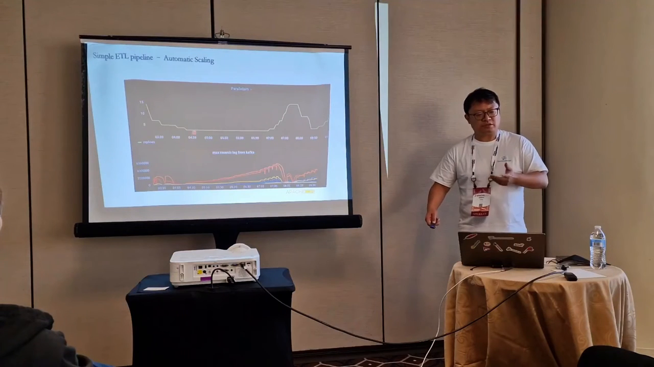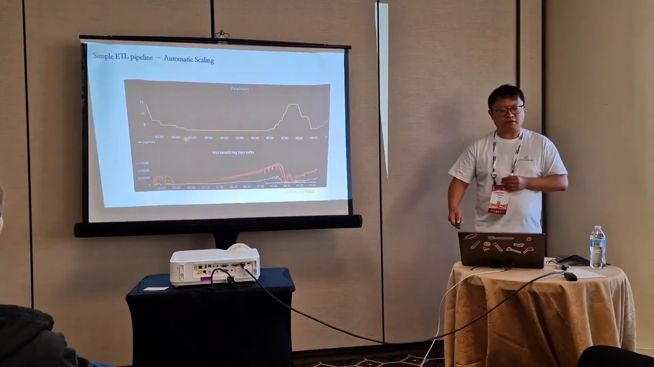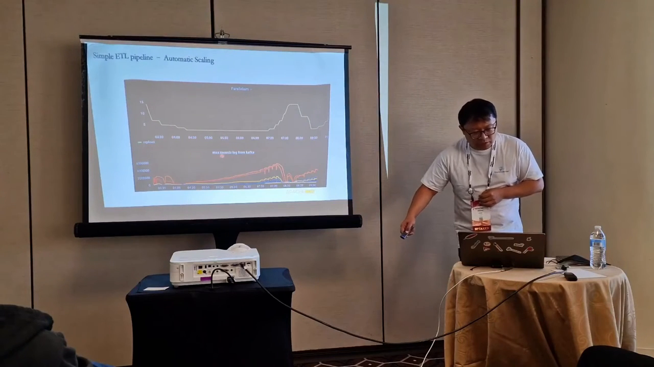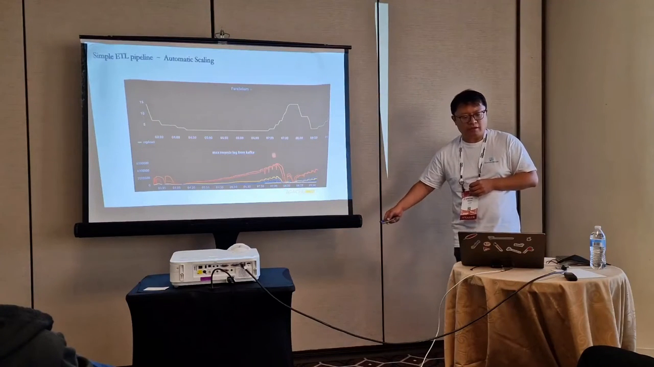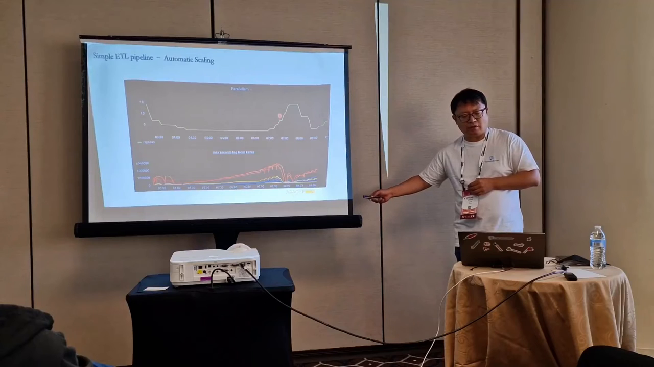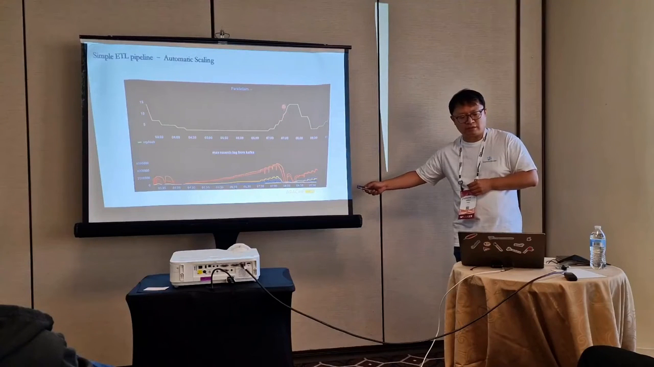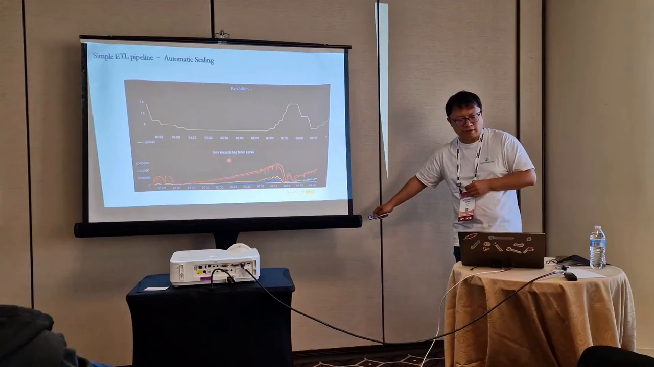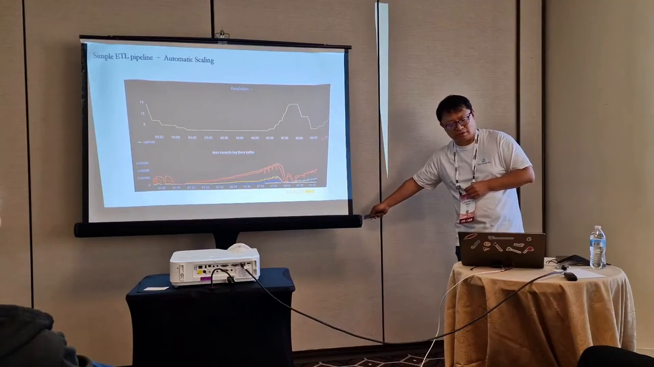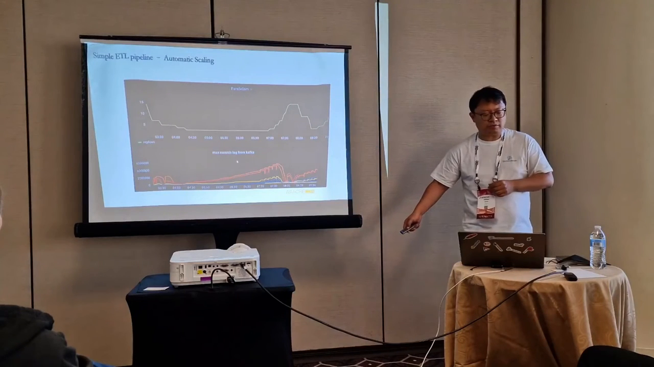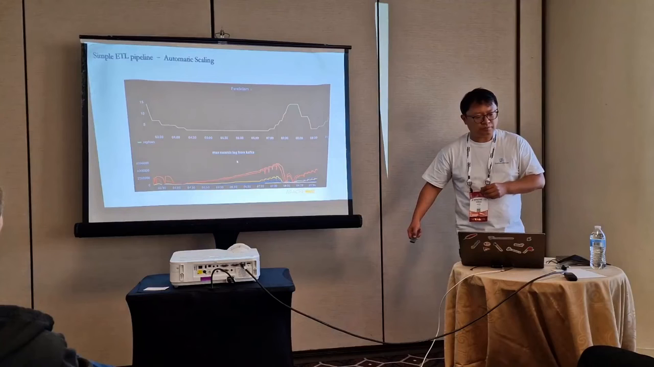So this is an example of automatic scaling. You'll see here is the max record lag from Kafka. And when the Kafka lag grows high, it can auto scale automatically, and then you can see the CPU of the task grow, and then the lag of Kafka shrinks going down. So this is an example for the pharmaceutical.